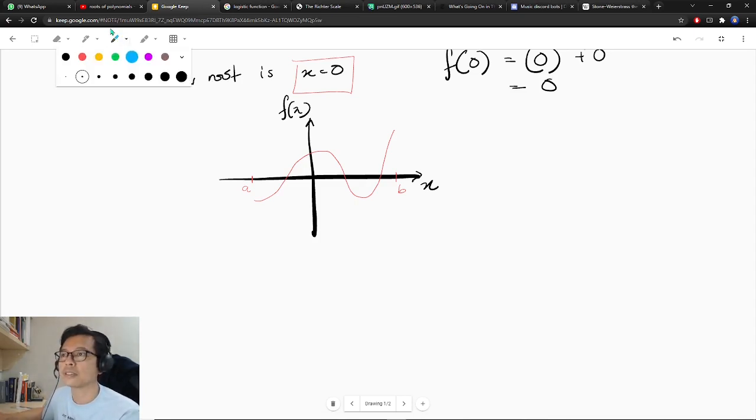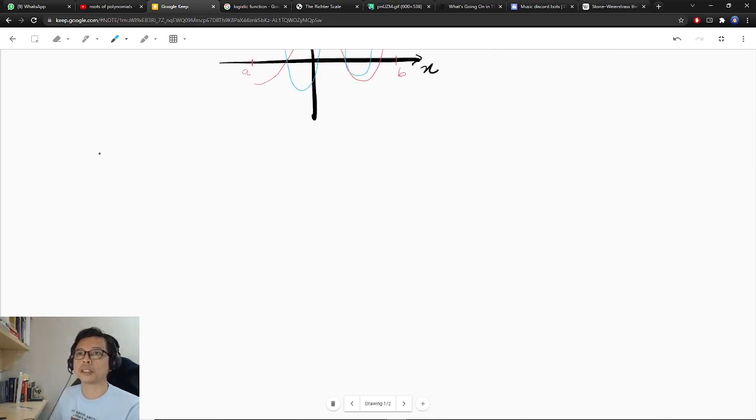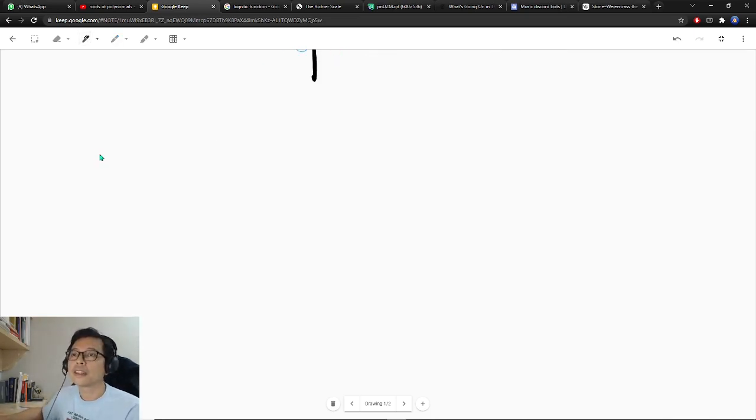Say, for example, you have something like this. Maybe a weird function like this. Yes, you know what? That blue curve can also be approximated by polynomials. So polynomial functions are powerful.